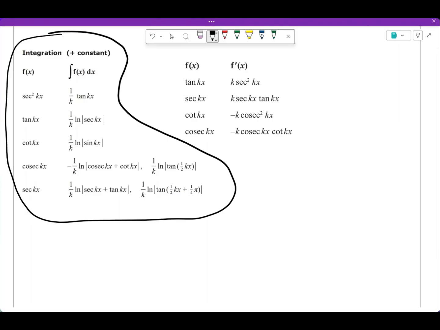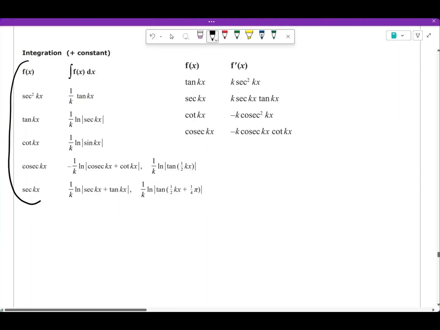So our left-hand column is f of x, that's the function we're trying to integrate, and then the right-hand column is the integral of f of x. So let's look at our first one. Our first one is for sec squared in particular, so not sec cubed or sec to the power of 1, it's for sec squared specifically. And the result of our integral is tan.